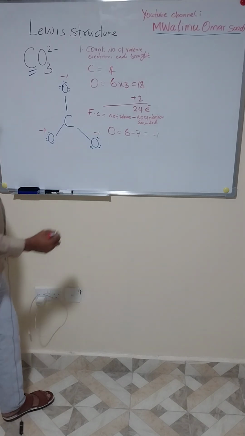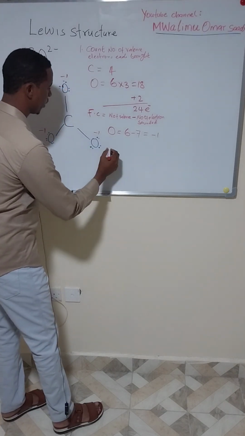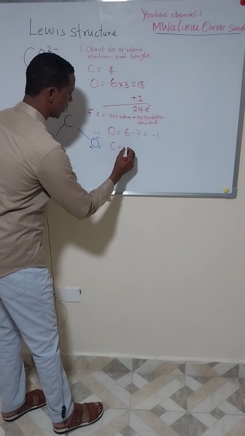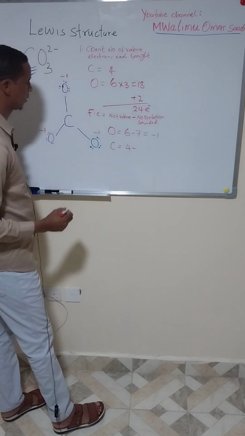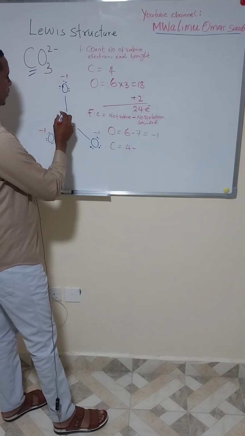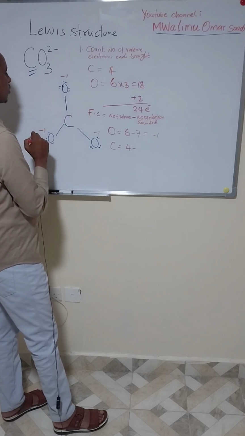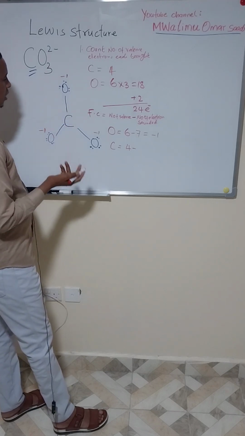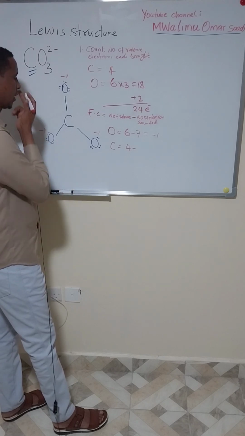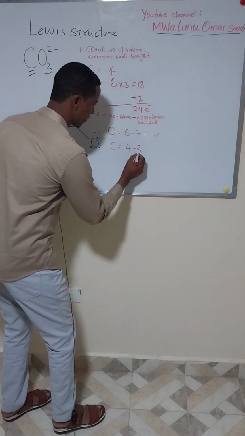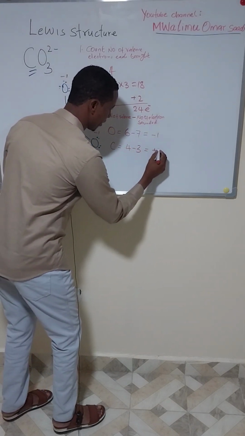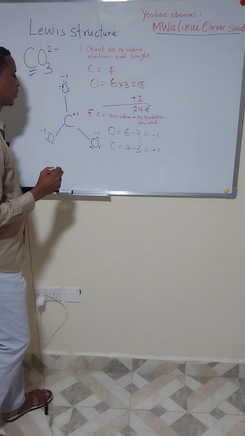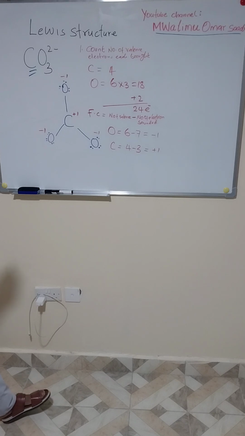And the formal charge of carbon: carbon brought 4 valence electrons. So carbon will be 4 minus, surrounded by how many electrons? Here you count half, each one you count half: 1, 2, 3. Since there are 6 electrons, 6 divided by 2 is 3. So you subtract 3, and you have positive 1. So carbon has a formal charge of positive 1.